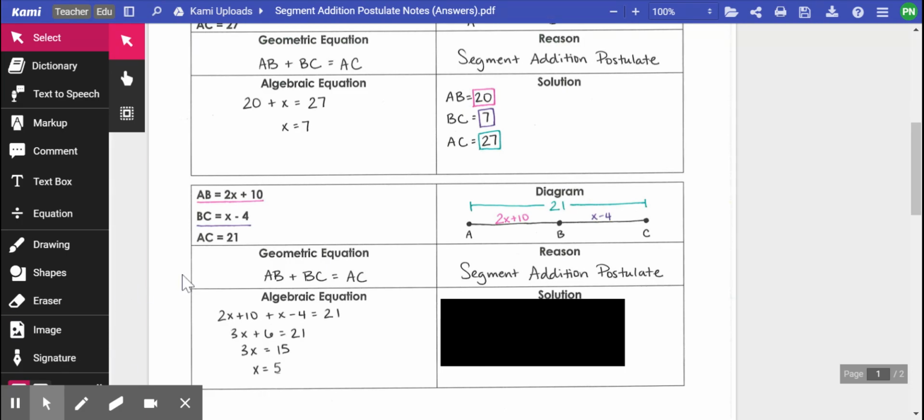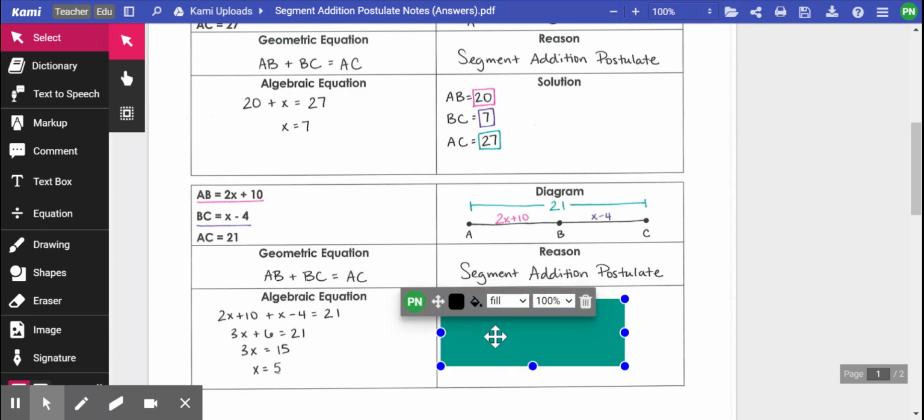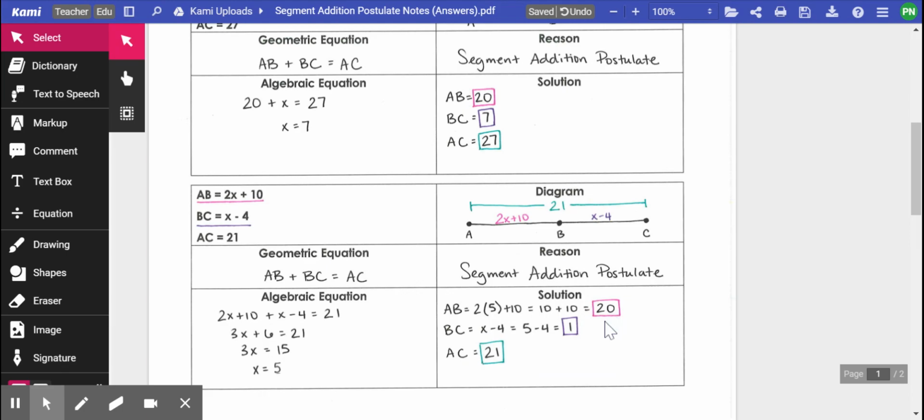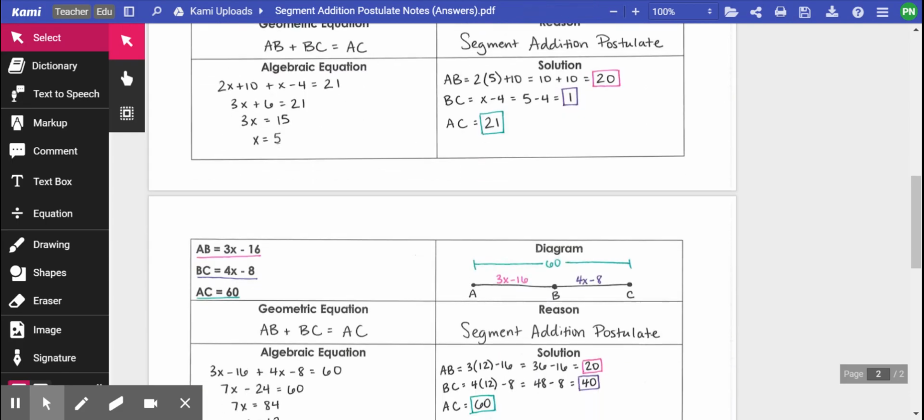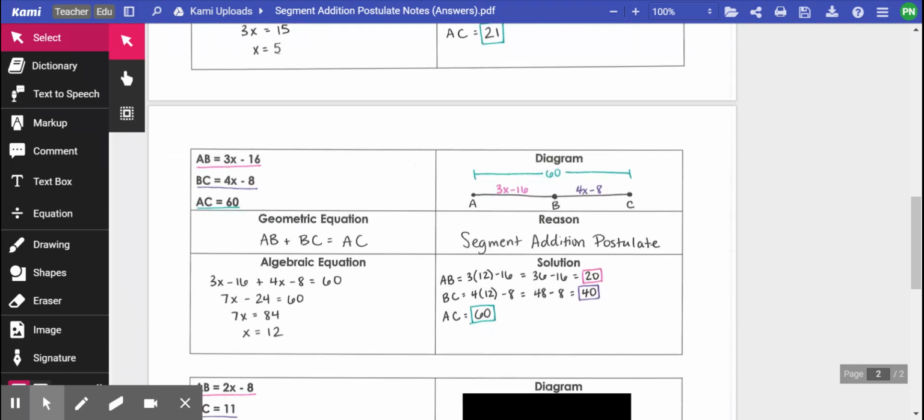Now I know how long AC is in the end because they told me 21, but I still need to plug in my x equals 5 into both of these expressions. So in the end, you should be getting 20 and 1 to get 21 in total. And you can always double check to see that you solved for x correctly, because when you plug it back in, you would get a 20 and a 1, and in the end you should add them together to get 21. Okay, I'm going to skip this one and we're just going to do one more problem together.